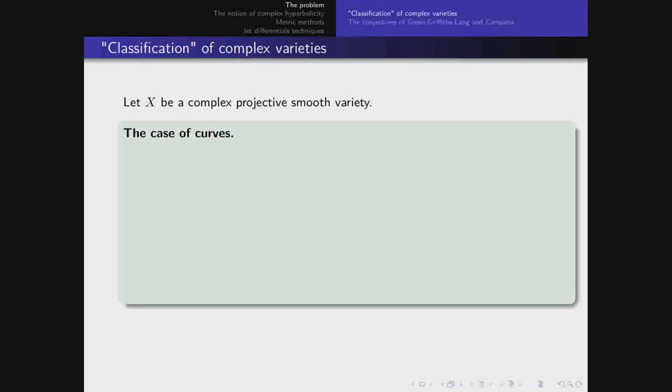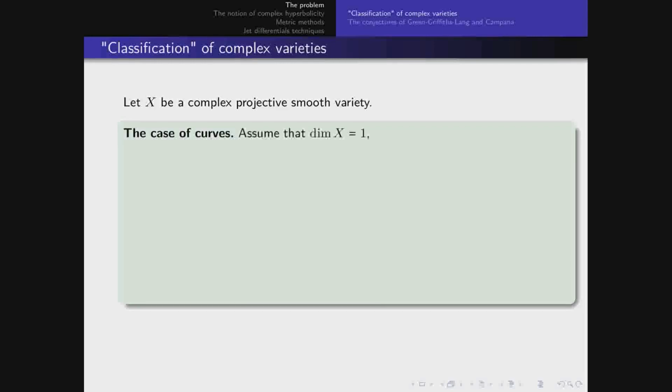But before doing that, I would like to recall one of the main problems in complex geometry, namely the classification of complex varieties. Suppose you are given a complex projective smooth variety X, and we would like to understand if there are some natural classes dividing all the complex projective varieties. There is one situation where this is very well understood. It's in the case of curves.